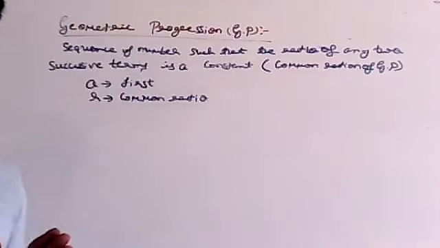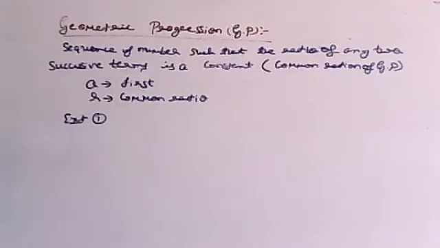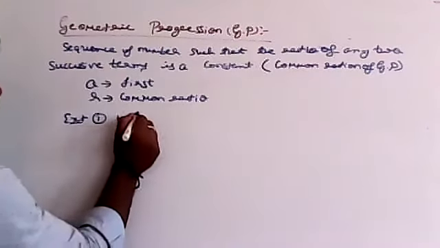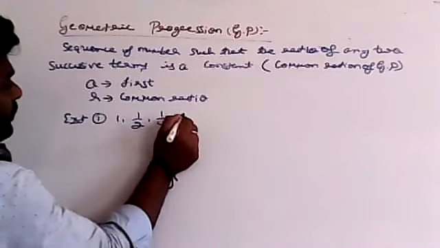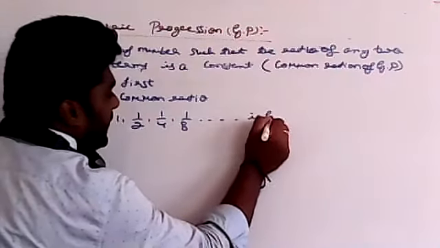But in the geometric progression, see, I'll show you one example here. The first example is 1, 1 by 2, 1 by 4, 1 by 8, and so on. Yes, Prajwal, right? It is, Shravan, right? Okay, 1, 1 by 2, 1 by 4, 1 by 8 is a GP I'm taking.